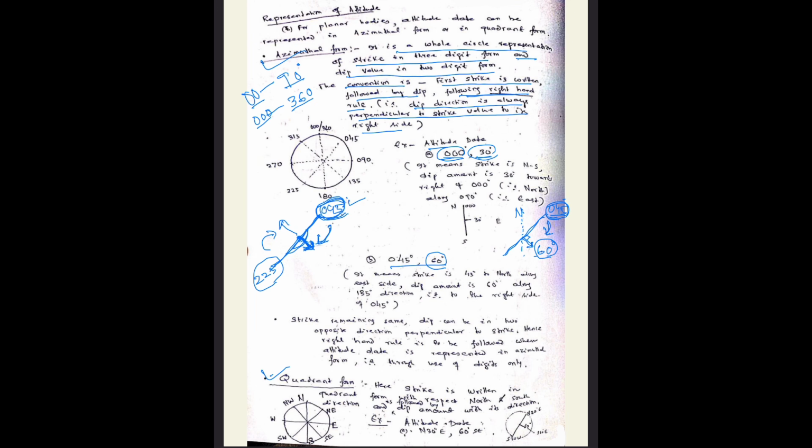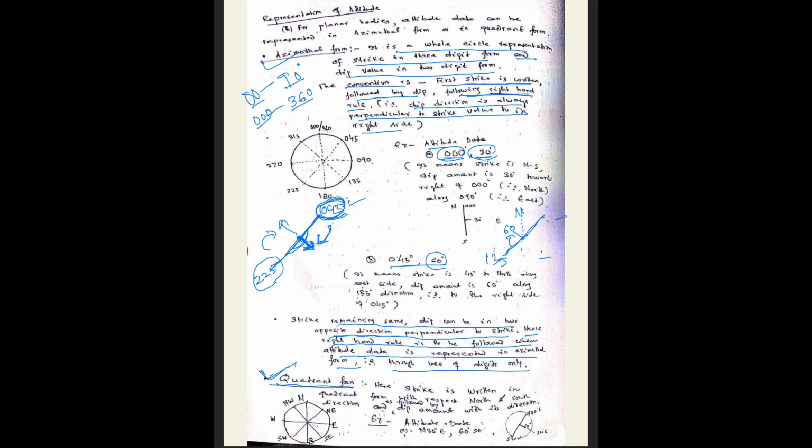If we would have mentioned the strike value 135 instead of 0, 45, then the dip direction would have been to this side, and this would have been the right side of 135. So with the strike remaining the same, the dip can be in two opposite directions, perpendicular to the strike. Hence, the right hand rule is to be followed when attitude data is represented in azimuthal form or through the use of digits only. Now, we will switch over to quadrant form.